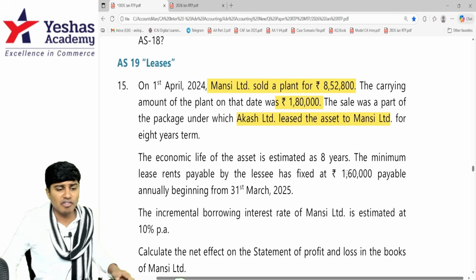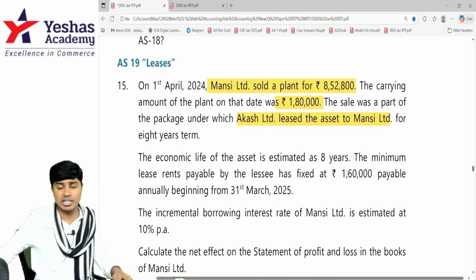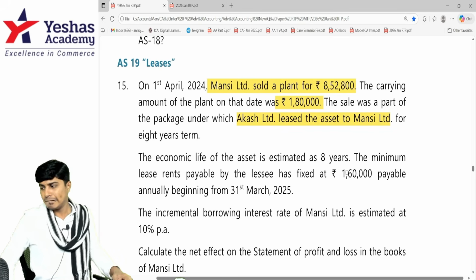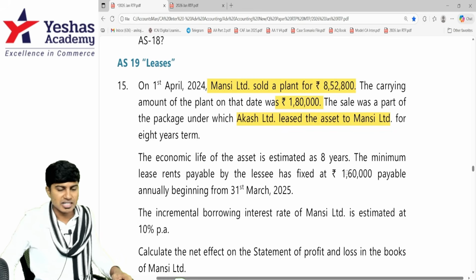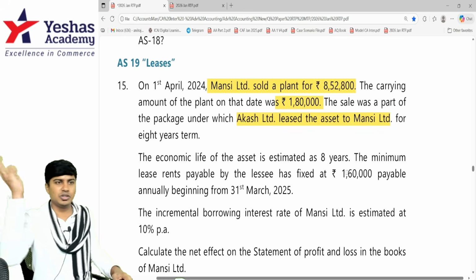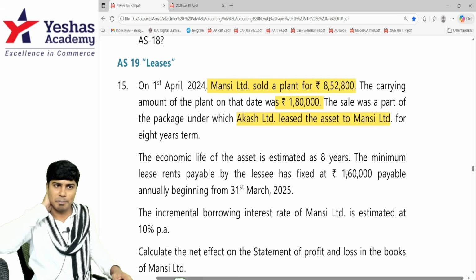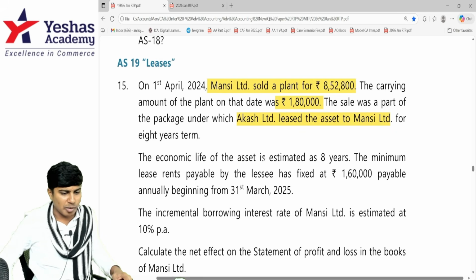How much is the profit? First of all, find the profit. 8,52,800 minus 1,80,000. 6,72,800 is the profit on sale of this asset. The economic life of the asset is 8 years. The minimum lease rental expected is 1,60,000.